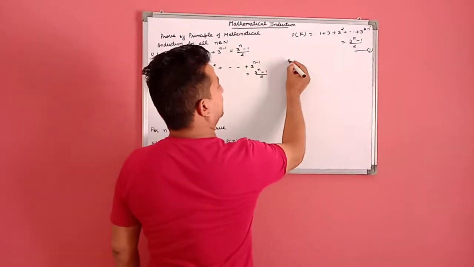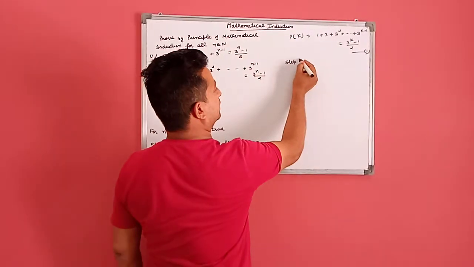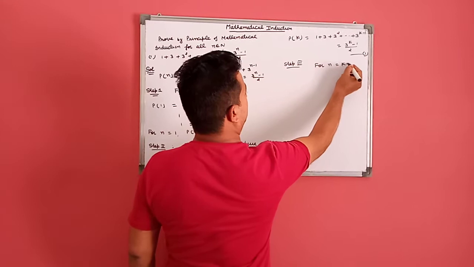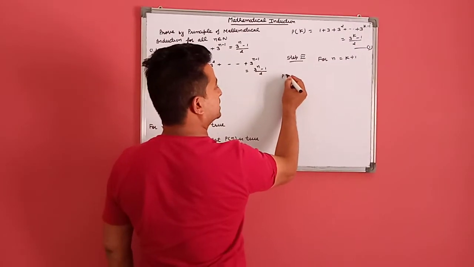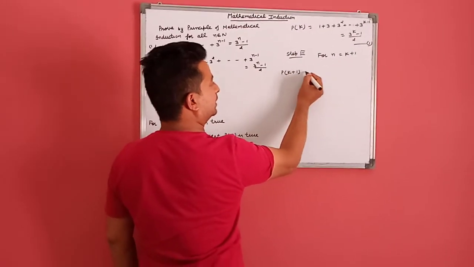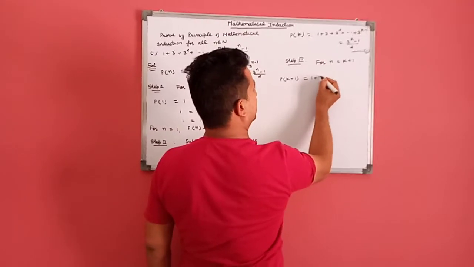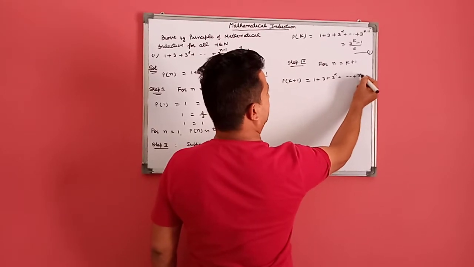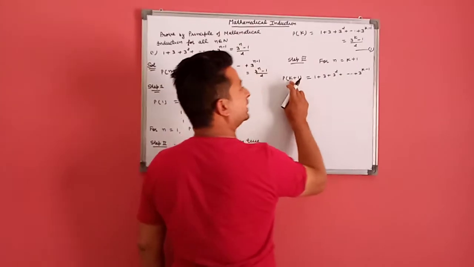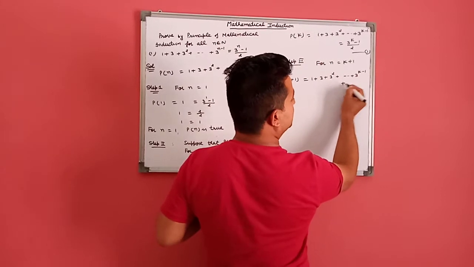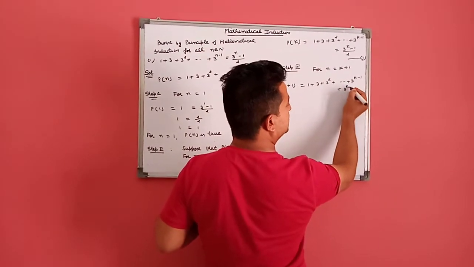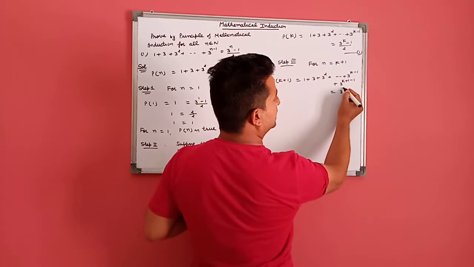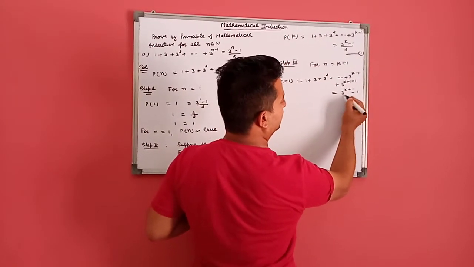In step third, for n is equal to k plus 1. In this, we put k plus 1. This is 1. This is 3 square. This is 3 power k minus 1. K plus 1 means we take an additional term which contains k plus 1 in place of k. In the right hand side, we put k plus 1.